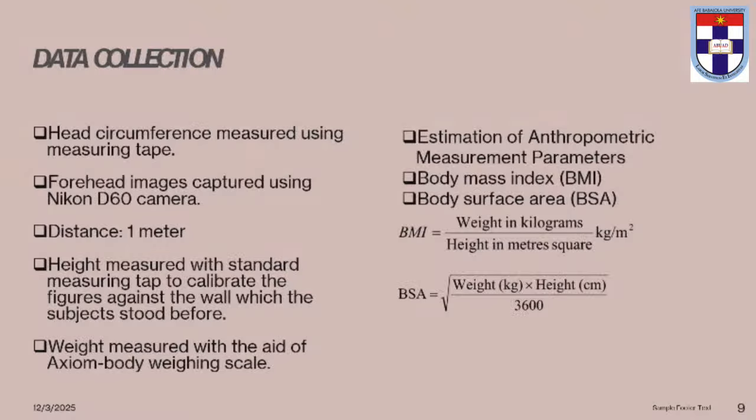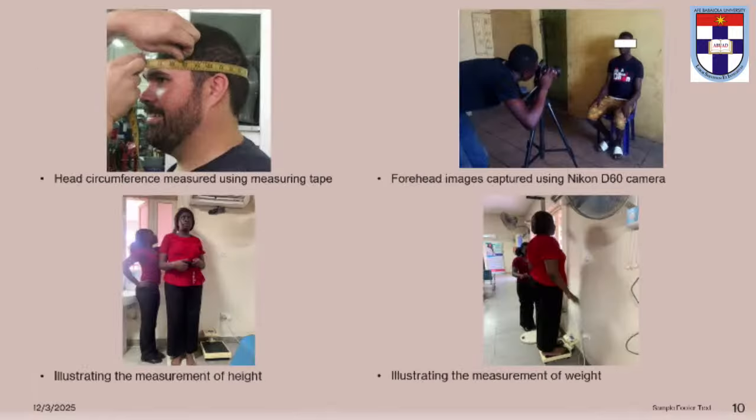Data collection. Head circumference was measured with the aid of a measuring tape. Forehead images were captured using this camera. Then height and weight were also taken. After all these data were taken, estimation of anthropometric measurements like BMI and BSA was done for further evaluation. On this picture, you can see pictorial representations of the parameters being taken.